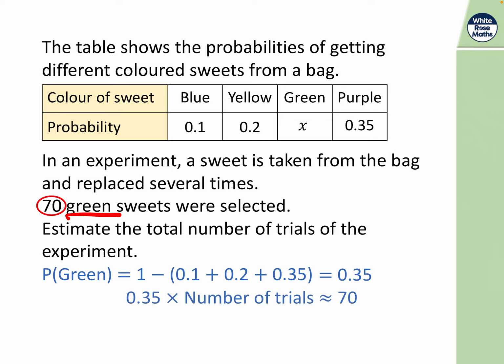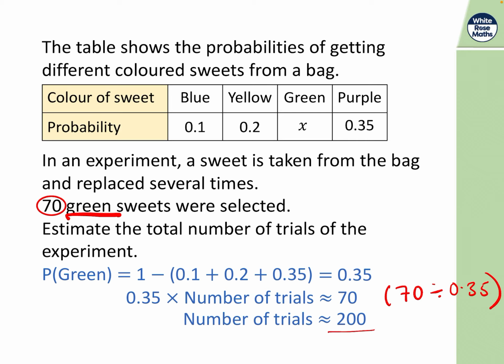So we know that if we did 0.35 multiplied by the number of trials, so the number of sweets we picked out in total, then it gives us somewhere close to 70. So to work out the number of trials, we could divide 70 by 0.35. And that would give us the number of trials is about 200, okay? We're using approximately, that's what this wiggly equal sign means. It means it's approximately equal to. Again, because this is expected, it's probability, nothing's ever exact. It's always giving us an estimate or an approximation.